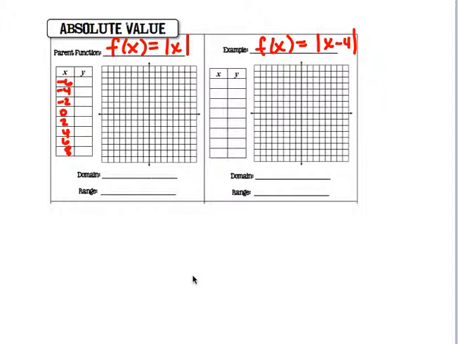This video will summarize the absolute value function and the square root function. The absolute value function, the parent function, is f of x is equal to the absolute value of x.